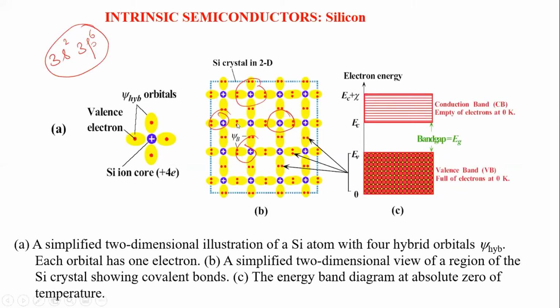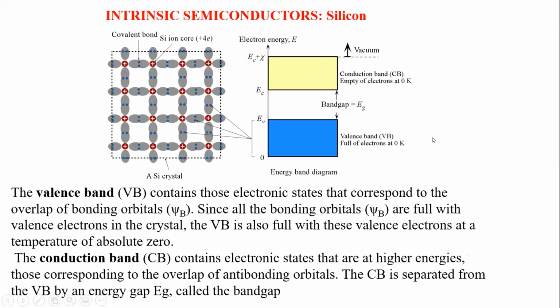When we draw an energy level for this valence electron, we call it the valence band. Here the electrons are not free; if they were supposed to be free, the energy levels would be in what we call the conduction band. Like we noticed before in the band theory, there is a band gap between the valence band and conduction band. This is a schematic simplified two-dimensional view for our understanding.